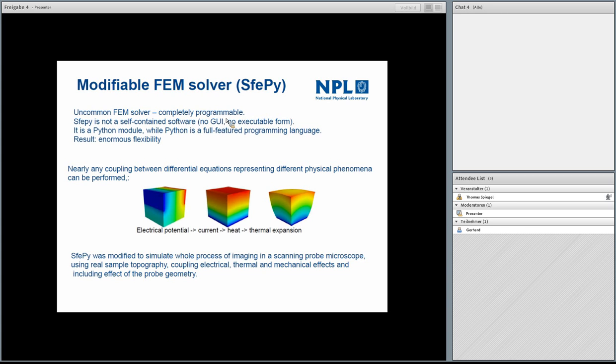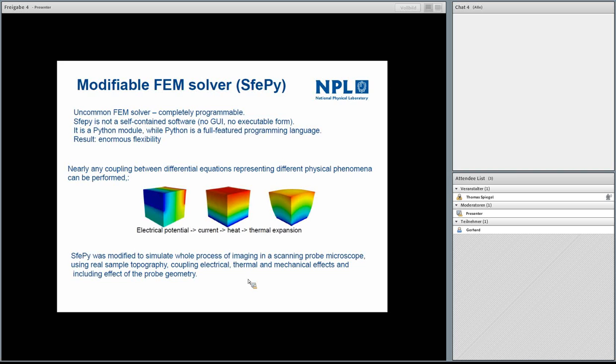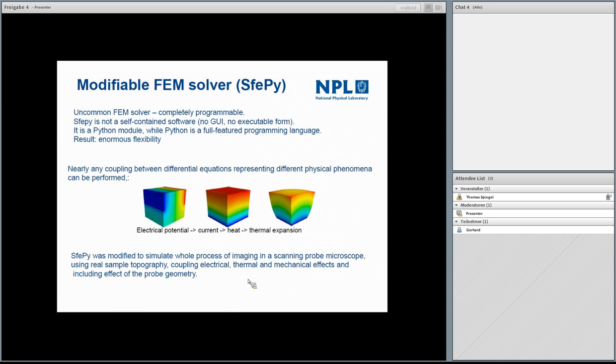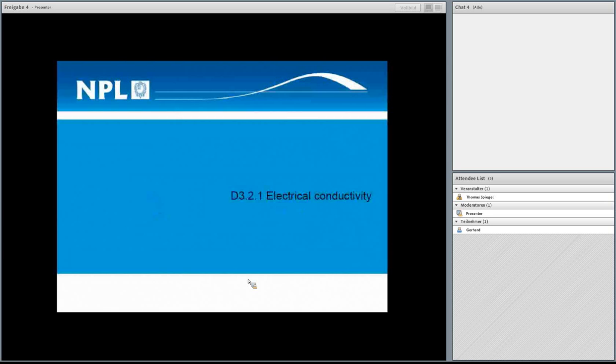So you can put any input field in any configuration and try to measure what happens. It's very useful for scanning probe microscopy. This is a demonstration where you can change electrical potential, current, and so on. This software was modified to simulate the whole process of the scanning probe. So we can, in effect, simply send our image to CMI, and they can compute the different forces acting on these images.